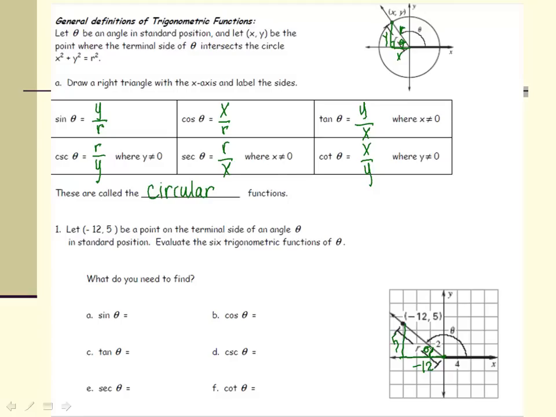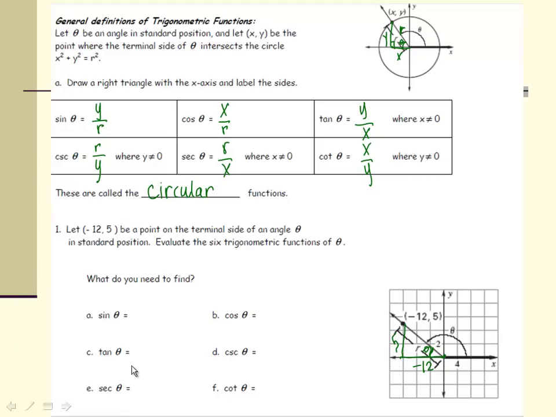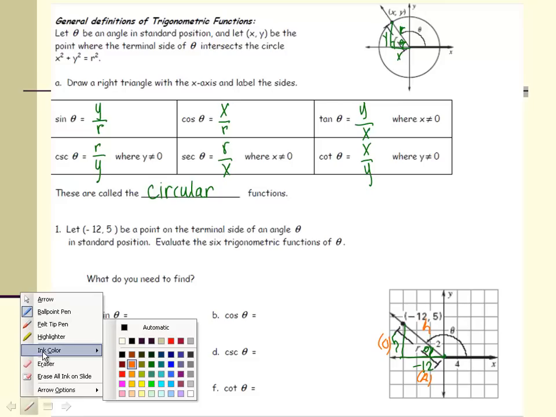Now, 12 is going to be the adjacent side. So I'm going to put those labels in here. 12 is my adjacent. 5, that's opposite theta, so that's my opposite. And then my hypotenuse is going to be right up here. So first, we need to find what our hypotenuse is. In order to find the sine, cosine, tangent, and so forth, we've got to know all 3 sides. So we've got to find our hypotenuse.